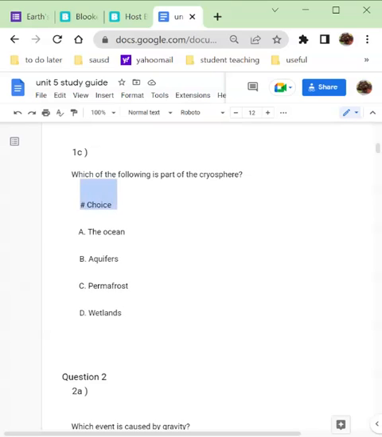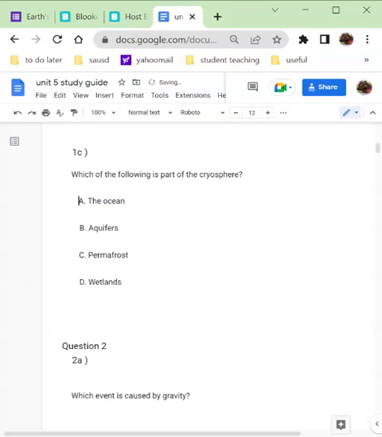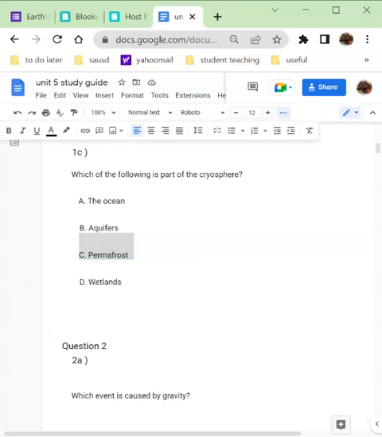This one's a little trickier, but if we remember cryosphere, which one is part of the cryosphere, we try to find something that looks like ice. Permafrost, right? Frost is ice related.